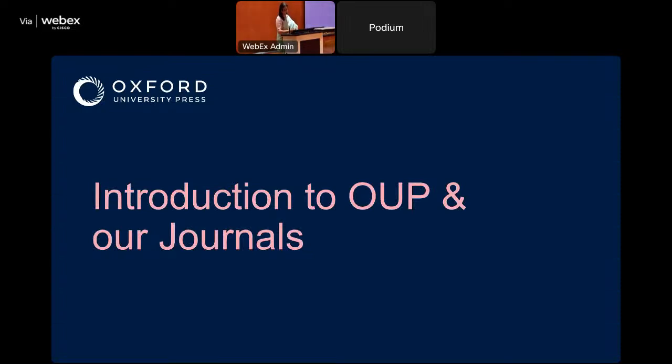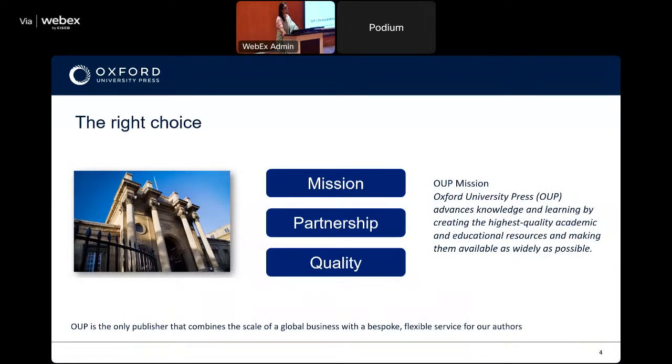So Oxford University Press is a department of the University of Oxford, headquartered in Oxford, United Kingdom.